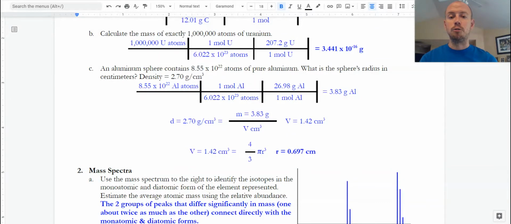We get 1.42. And then you wouldn't necessarily need to know the equation for the radius of a sphere off the top of your head for this or any question. But we know our volume. We get 4/3 pi r cubed. That's how we get the relationship with the radius. And that does allow us to know our radius is just over 1/2 of a centimeter. So our sphere as a whole is going to be a little bit more than 1 centimeter in diameter.